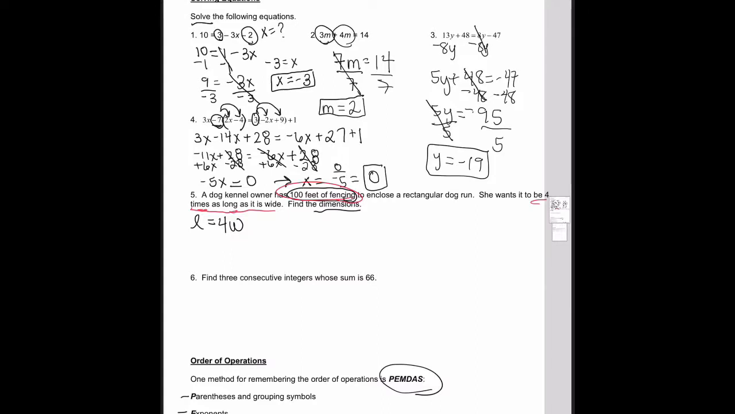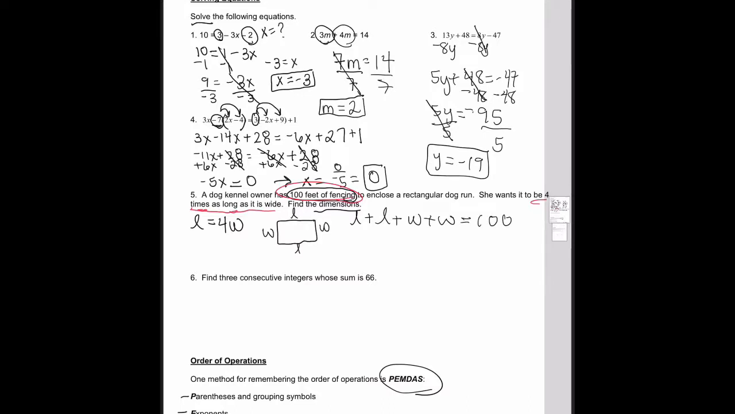All right, now we know that the fencing will add up to 100 feet, okay? So if we think about a fence, it's the perimeter around something. So we're talking perimeter here. Well, a perimeter has 2 lengths and 2 widths, okay? So if I add all of that together, it should equal 100. So I'm gonna do that. Length plus length plus width plus width equals 100.